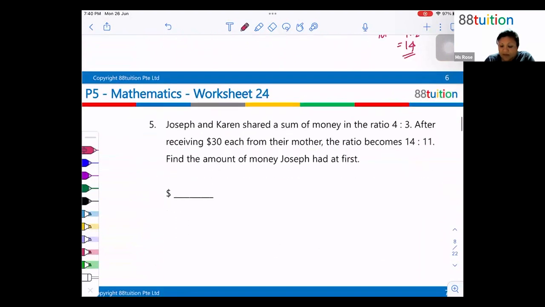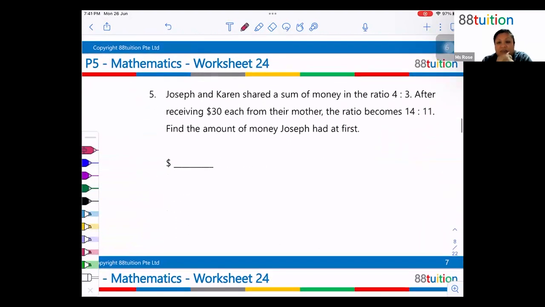So then we have question number 5. What do we have here? We have 2 people, Joseph and Karen, who shared a sum of money in the ratio 4:3. That means Joseph to Karen shared the sum of money in the ratio 4:3. So this is at first. What happened here? After receiving $30 each from their mother.